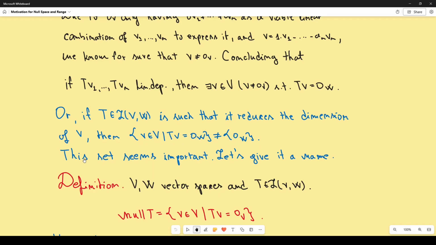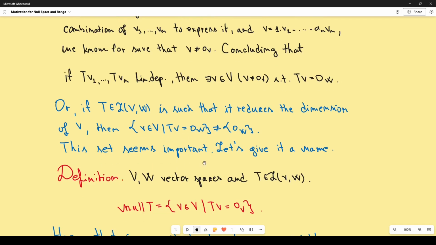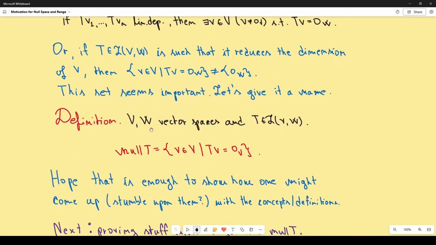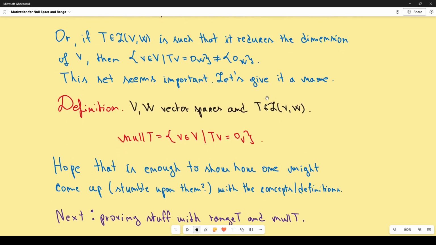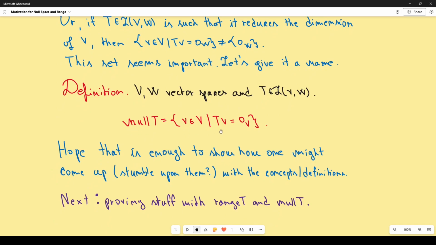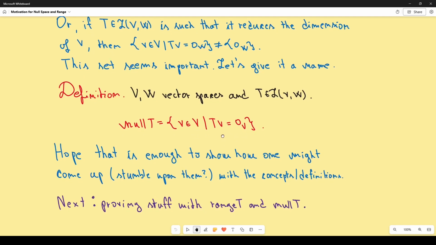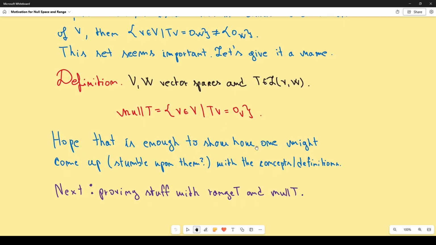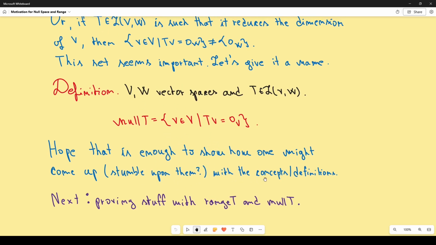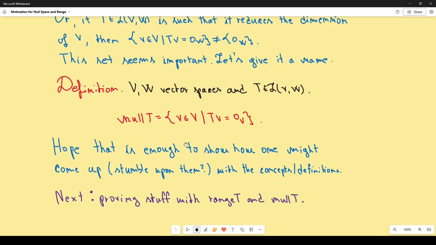So this set seems kind of important. So let's give it a name. V, W vector spaces, and T a linear transformation. We will call this set null T, which will be equal to all of the vectors in V that get mapped to 0. So yeah, hope that is enough to show how one might come up or stumble upon these concepts and definitions of null T and range T.